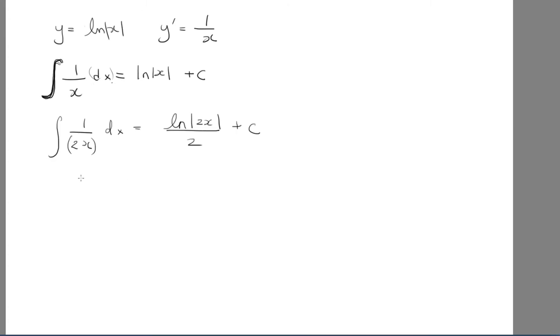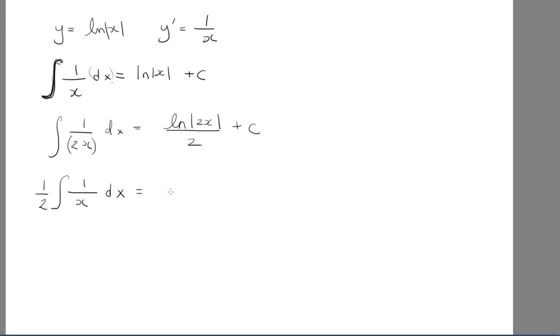However, there's another way of doing it. Just take the 2 out of it. So this becomes a half. You can take the half out of it. And this is integration of 1 over x, and then dx. Is that right? Is half times 1 on x? Because any constant can come out of the integration.